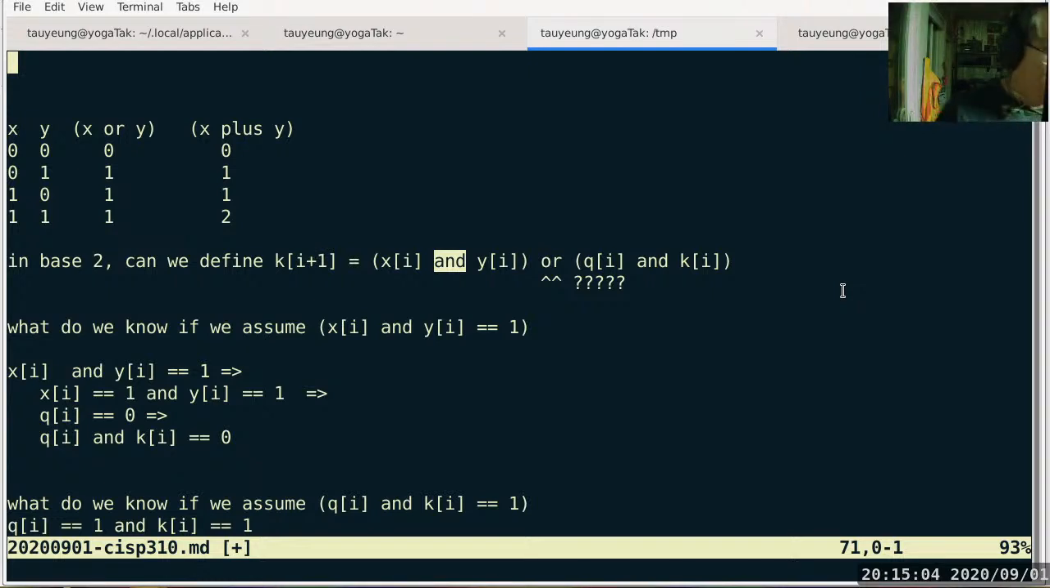They cannot be 1 at the same time, regardless of the base, actually. And that's kind of the beauty of the whole thing: we could have used OR even for base 10, because they cannot be 1 at the same time.